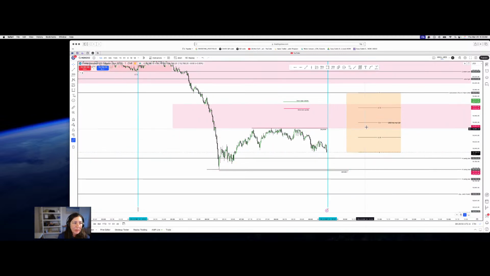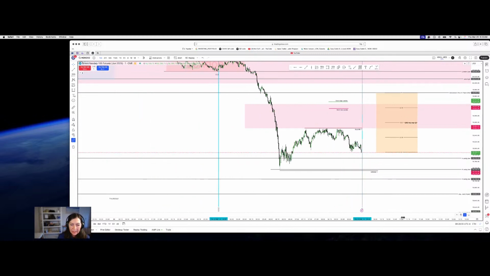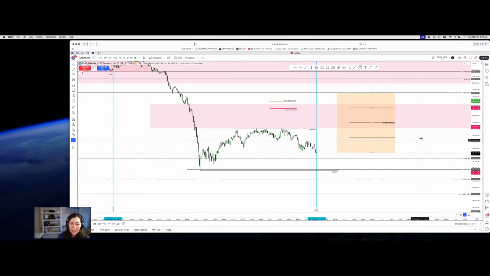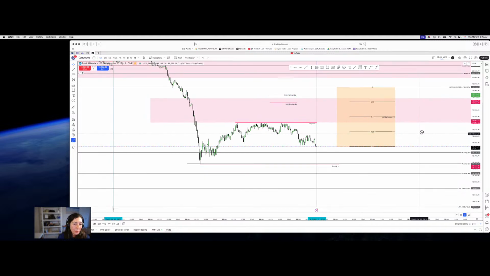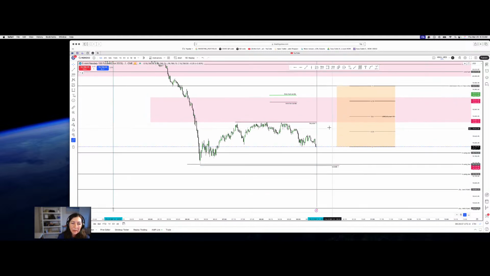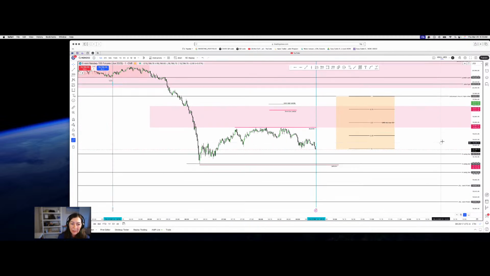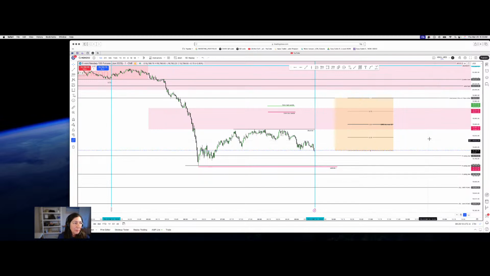Now this opening range gap is larger than 100 points. ICT says that when an opening range gap is greater than 100 points, price could just continue moving in the direction that it's been moving in. In other words, price could continue to move down and not even touch this opening range gap. So we'll have to see what happens.